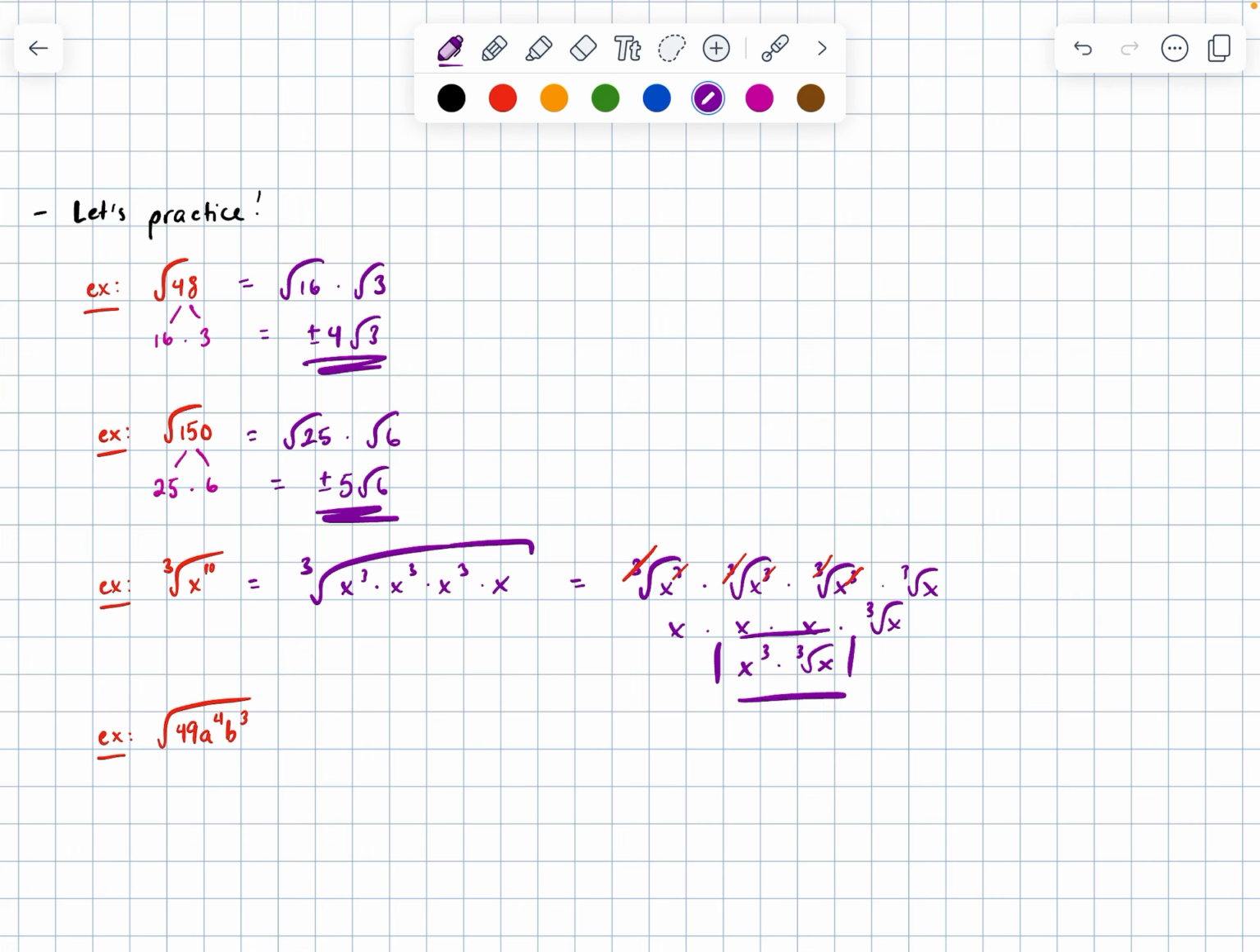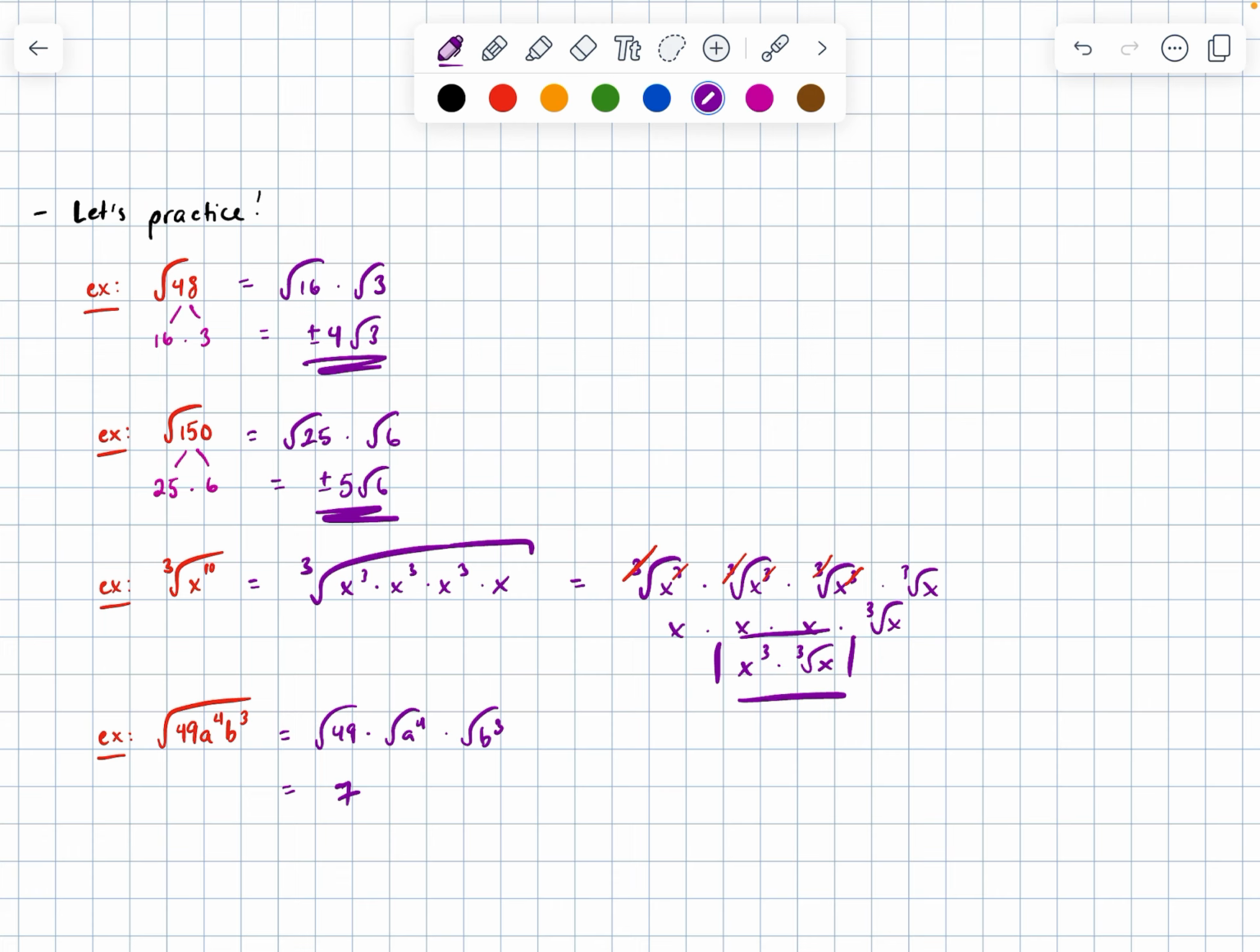For the square root of 49, a to the 4th, b to the 3rd. Again, let me do some splitting up. When in doubt, I'm going to chunk it out. So I'm going to take a number chunk, an a chunk, and a b chunk. Again, I now need to make sure that there are no perfect squares. Well, the square root of 49, this is plus or minus 7, but I'm going to hold off on the plus or minus for now.